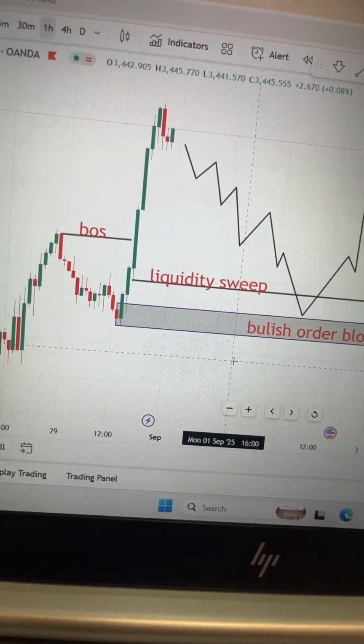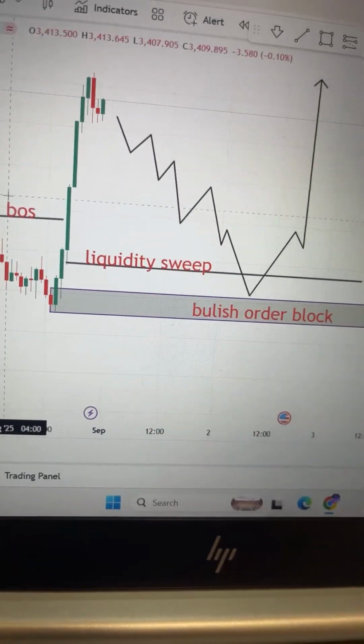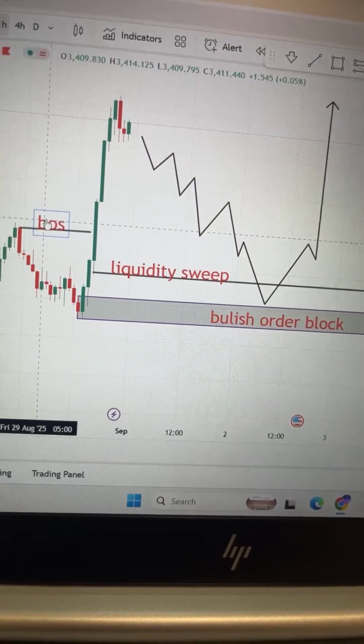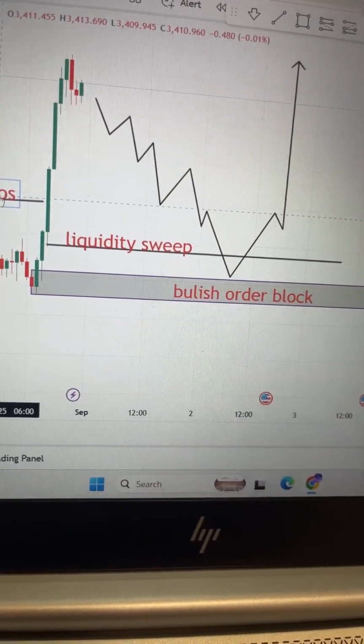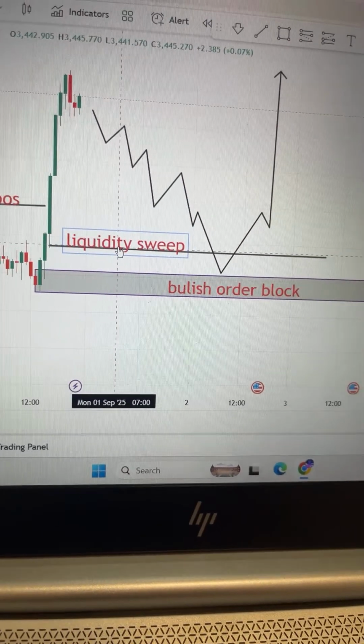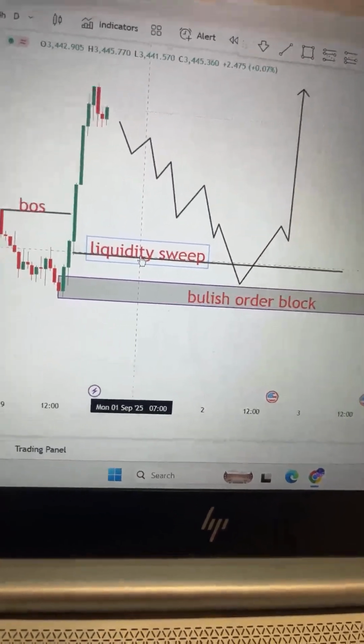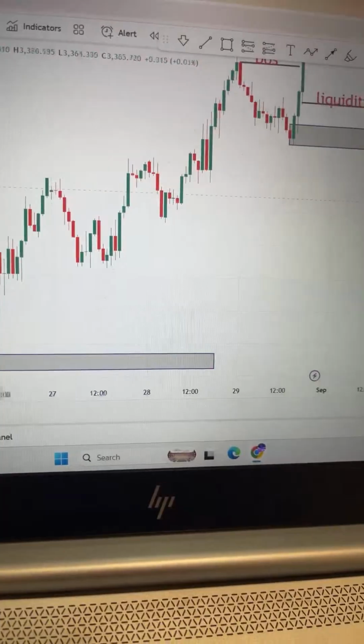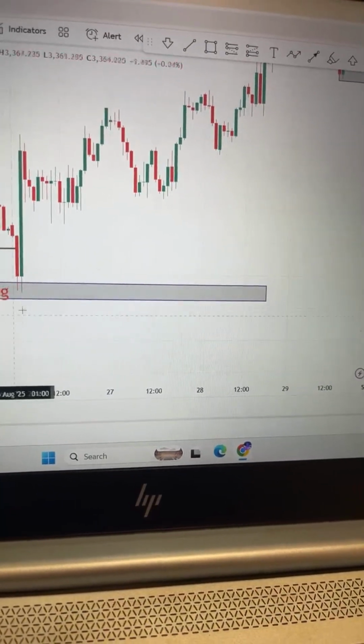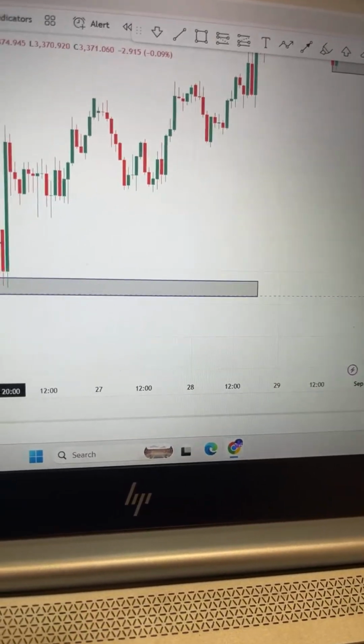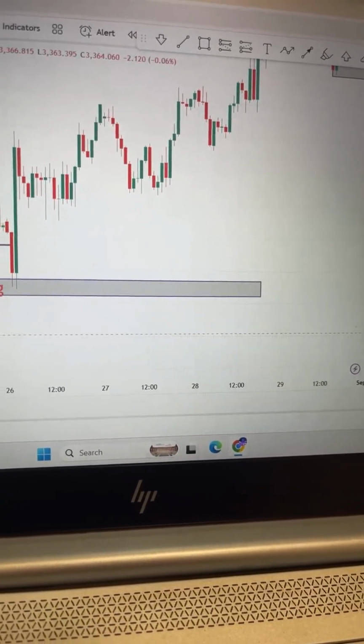For it to be valid, it should have break of structure, which is this. For your order block to be valid, it should have break of structure, liquidity sweep, or fair value gap. What do I mean by fair value gap? Let me show you. So this is your fair value gap, which can also be denoted as FVG. This.